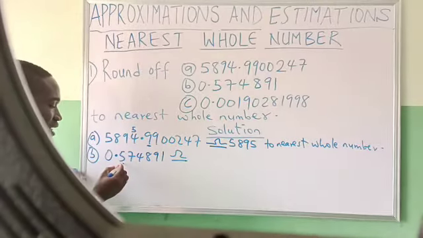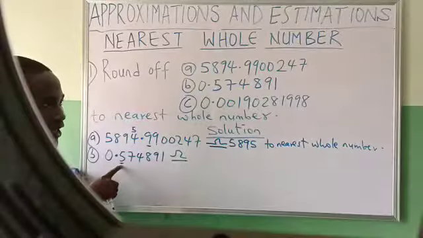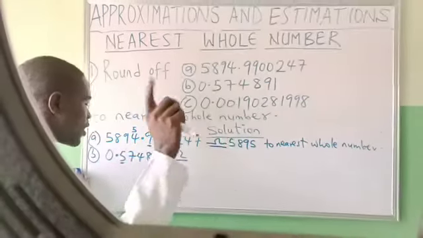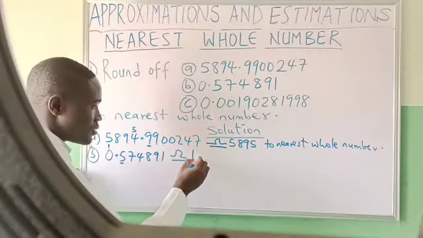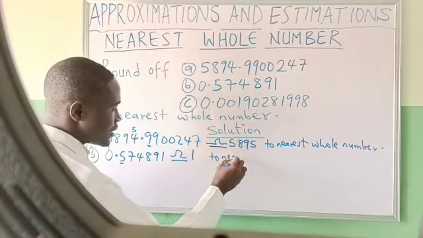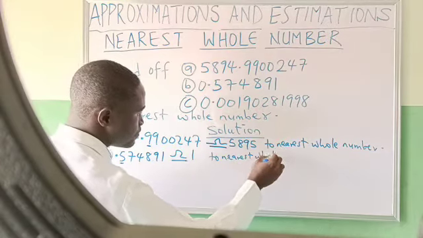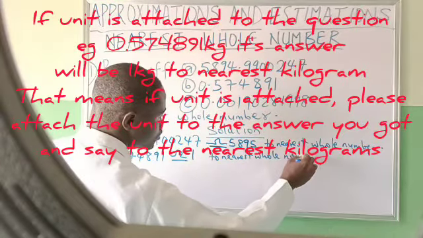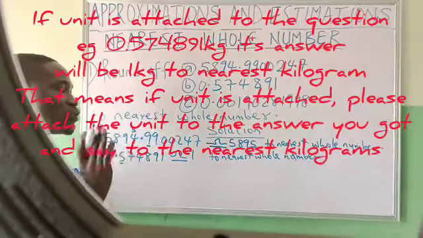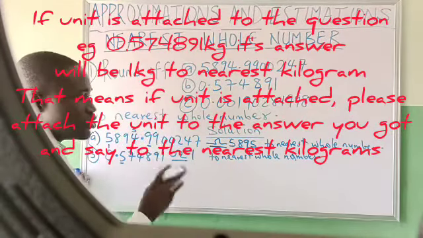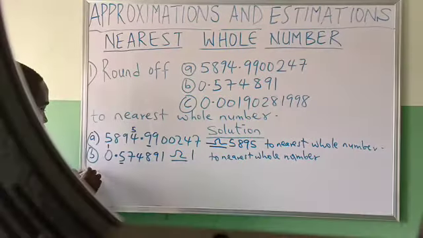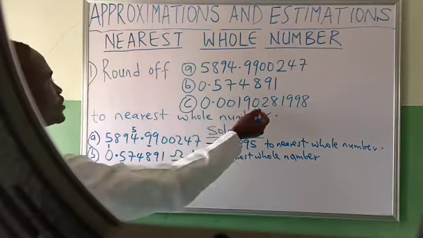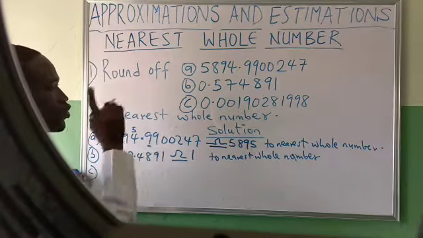I will now ask the next number immediately after the decimal point, that is 5. Are you up to 5? He says yes. That means call it 1. Add it to this 0. It becomes 1. The answer will be 1 to the nearest whole number. So they want our answer to be a whole number, no decimal number attached to it. That is our mission.